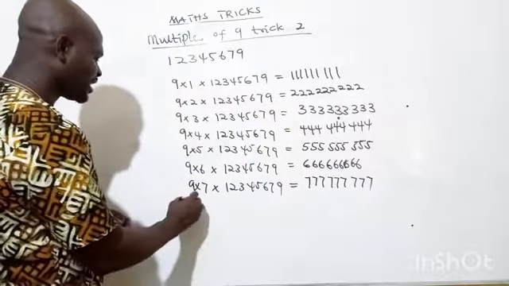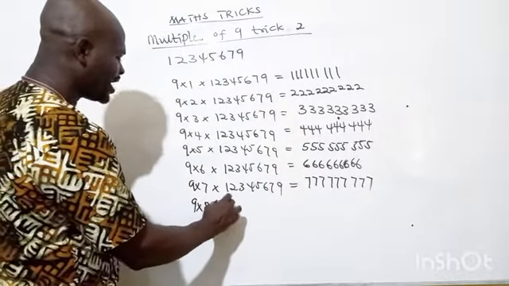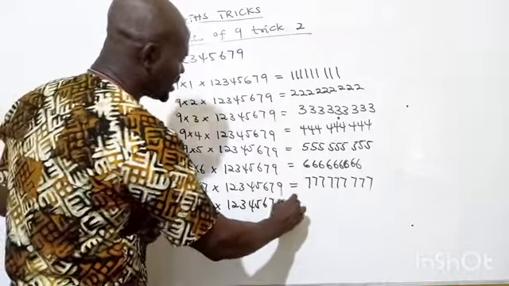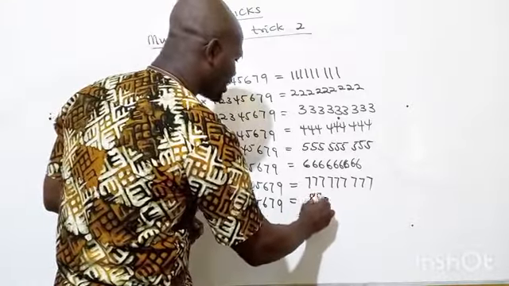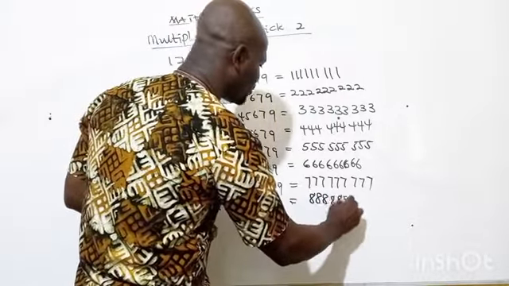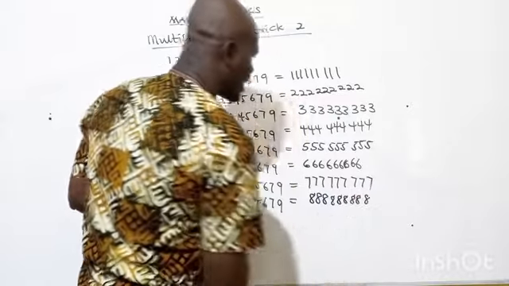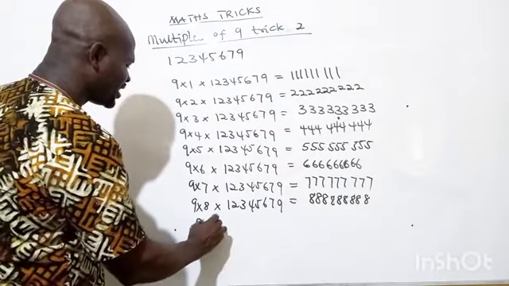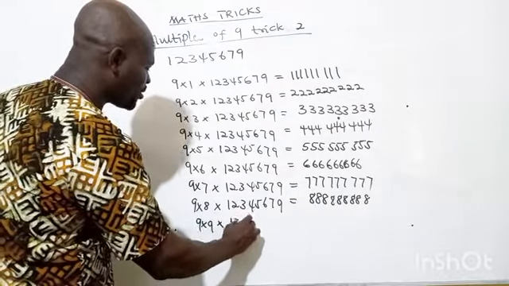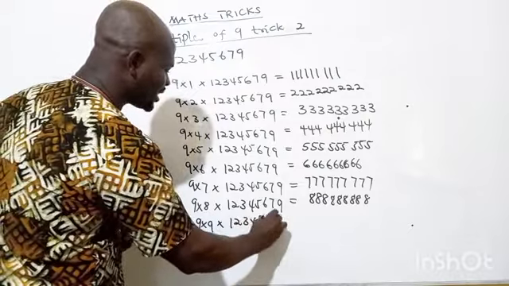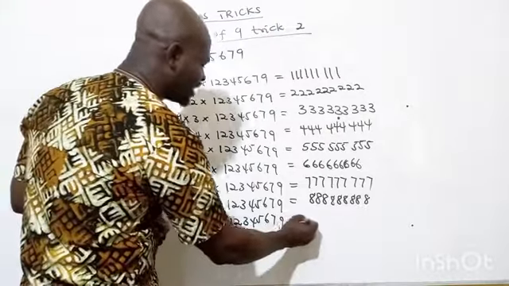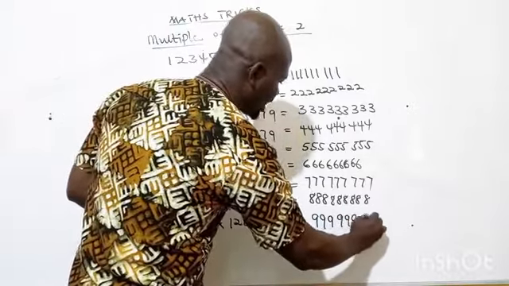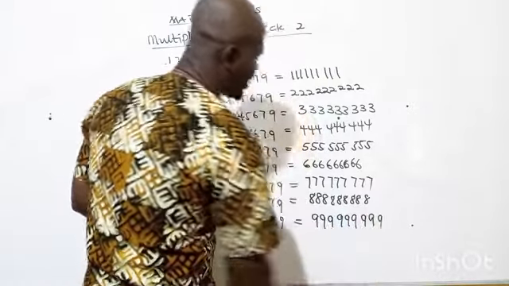Continuously, 9 times 8 times 1, 2, 3, 4, 5, 6, 7, and 9. I hope you know what you get. You follow the pattern as well. The same way, 9 times 9 times the 1, 2, 3, 4, 5, 6, 7, and 9, and you'll be getting 9, 9, 9, 9, 9, 9, 9, 9, 9 as well.